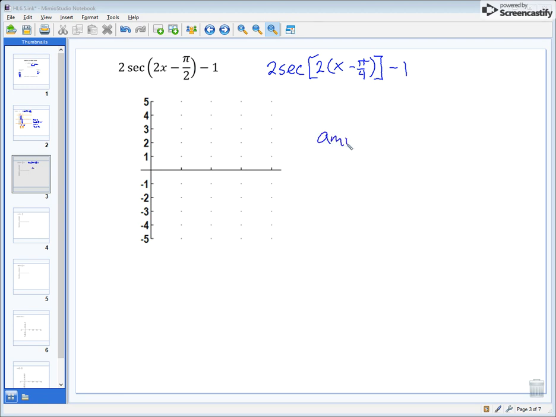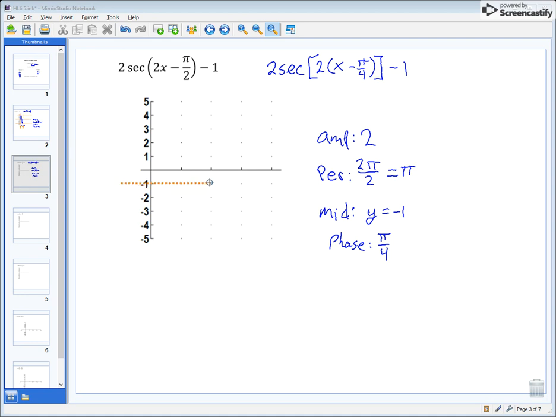So we find our amplitude. Absolute value of 2 is 2. We find our period. For secant, that's 2 pi divided by the number of cycles, which is 2. So our period is pi again. We have a midline of -1. And now we have a phase shift of moving it right pi fourths. So now we can go ahead and put all this information on the graph.